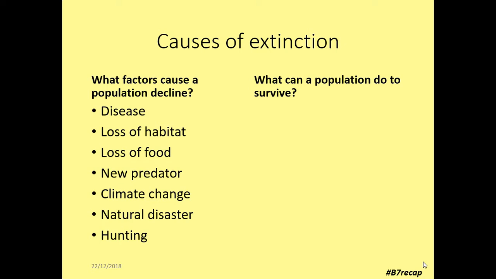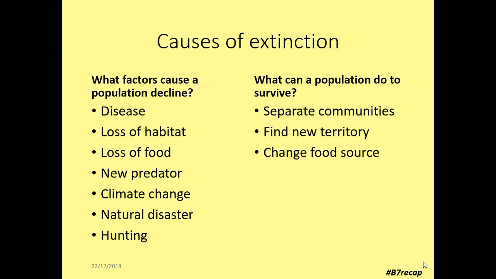So what could a population do to survive? They could separate the community so that there is less competition, greater chance of survival by going different ways. It could be that they find a new territory, so they find a new place that maybe has the food that they're lacking, has an appropriate habitat that they can survive in. It could be that they change their food source, so they learn to adapt and find a new food source in light of the loss of their own.